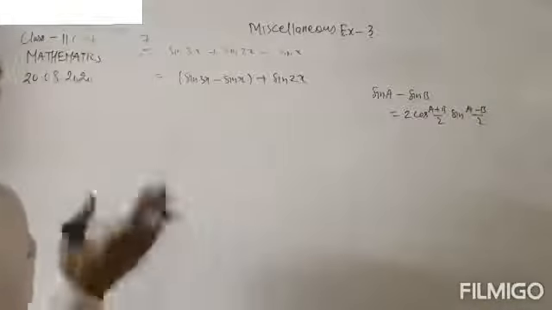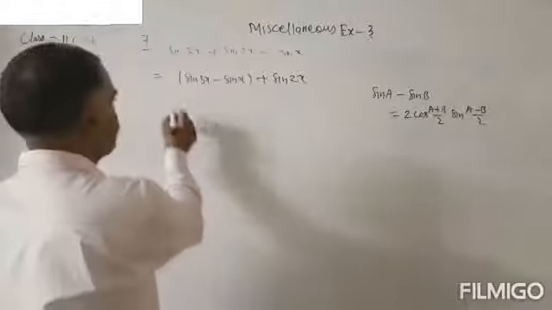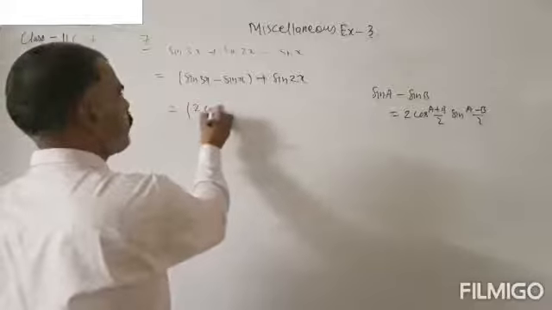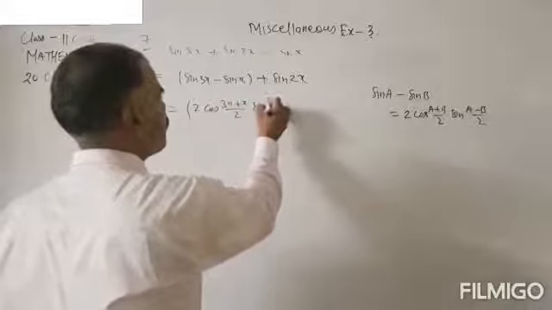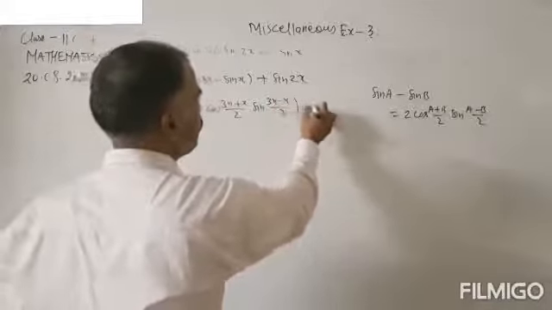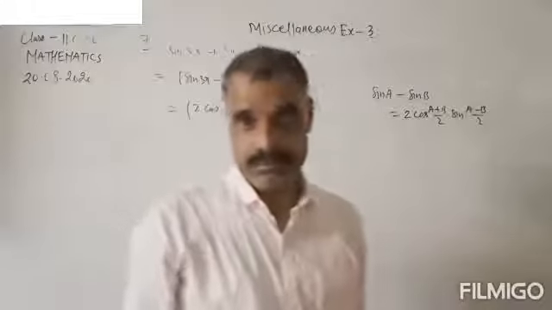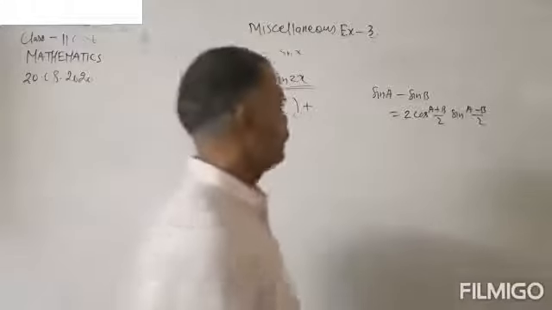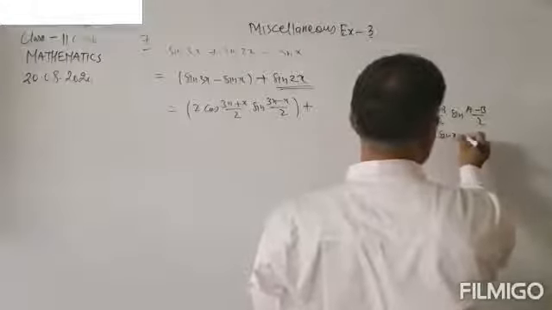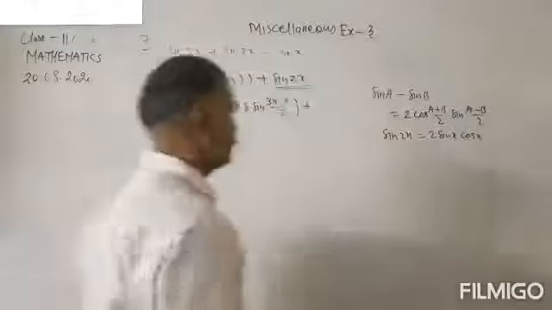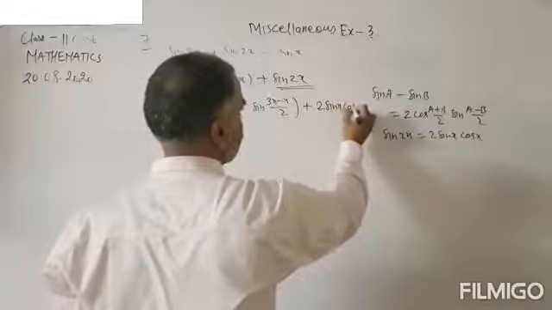Okay, so using that trigonometric identity we have this is equal to 2 cos of (3x plus x) by 2 sin of (3x minus x) by 2 plus sin 2x. Sin 2x means 2 sin x cos x. So using this, here 2 sin x cos x.